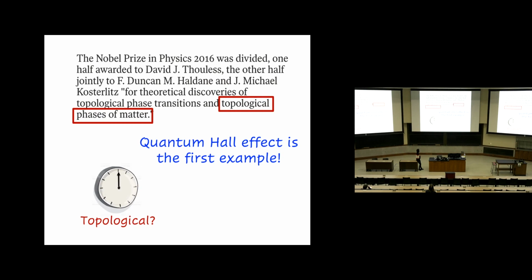All I need to explain to you for understanding the quantum Hall effect is a clock. This clock is a little different. It only has one hand. It doesn't have three hands, right? And so let me explain what this adjective "topological" means.